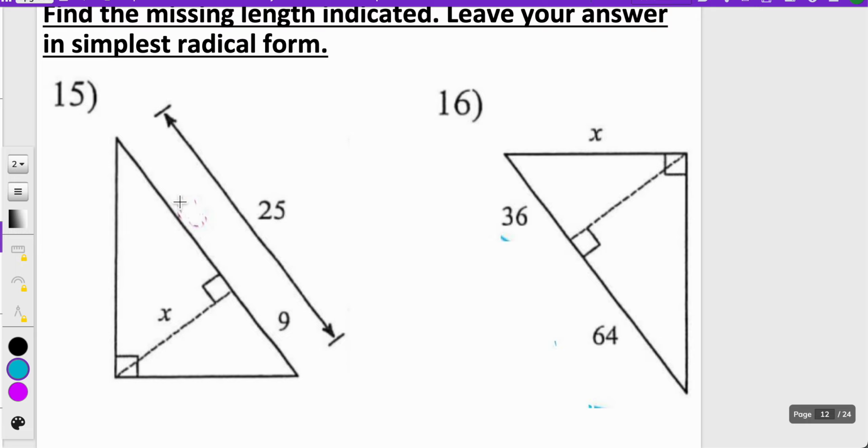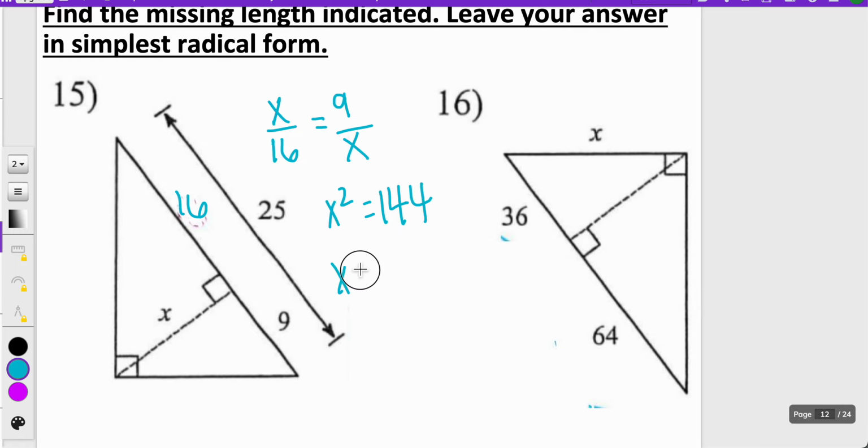So I'm just going to think about this one as, here's my 16, because 25 take away 9 is 16. And I'm going to set up my proportion as x over 16. So that's short leg to long leg. And then for my larger triangle, I want you to think about 9 is my short leg. x is my long leg, okay? So I'm getting x squared is equal to 16 times 9, that's 144, so x has to be 12, okay?